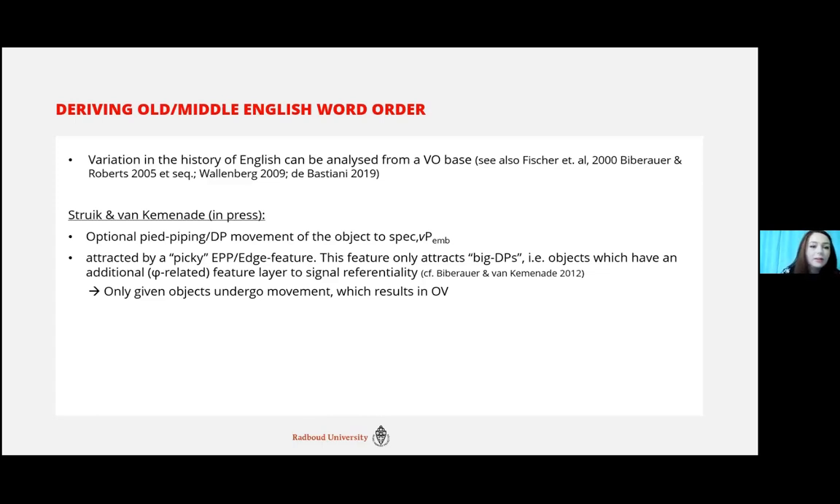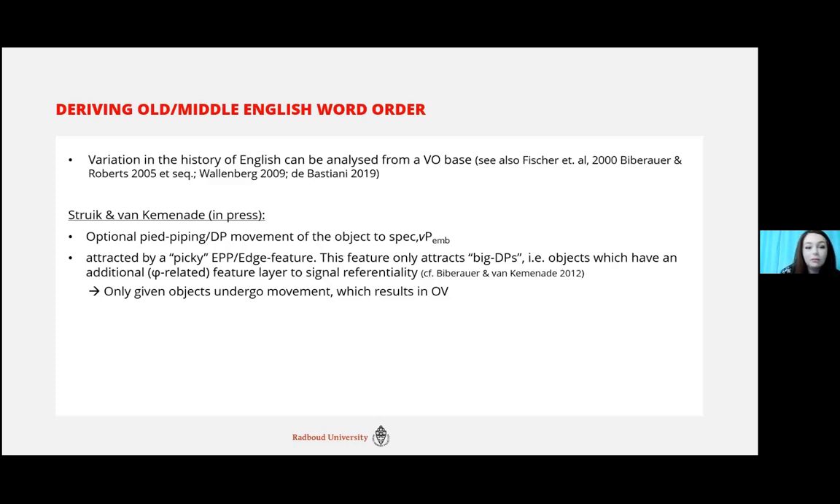And we assume here that there is optional pied-piping or DP movement of the object to a lower specifier of little vP, so in a biclausal derivation. And that object is attracted by a picky EPP or edge feature, if you will. And this feature only attracts big DPs. So these are objects that have an additional phi-related feature, so they're bigger than non-given objects. And that additional feature layer helps to signal the referentiality of the object. So there is no direct information structure syntax relationship.